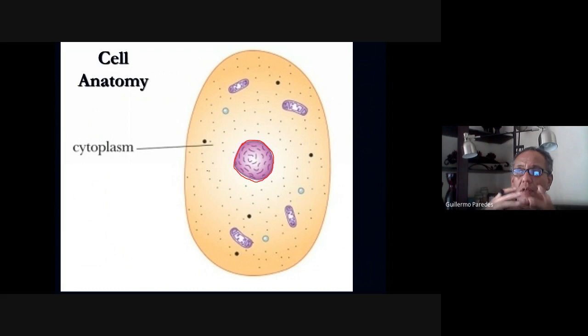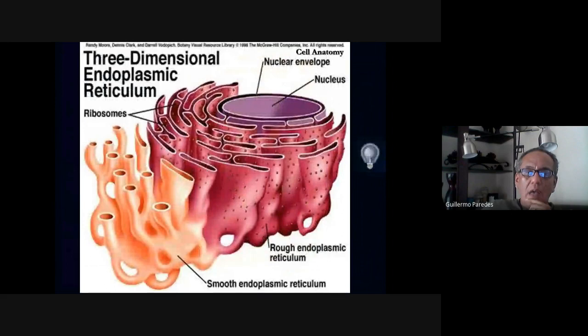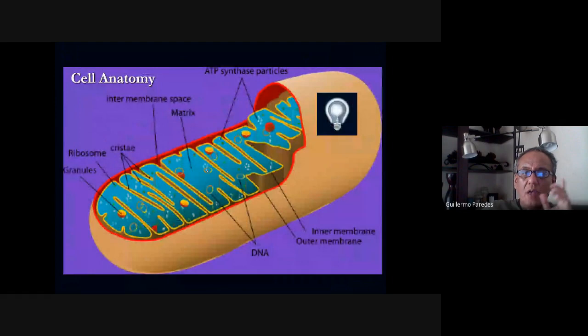It's like you have a balloon in front of you, touch it. What you touch, that is the cell membrane. Inside the balloon is not air, it's going to be the DNA and the nucleus. All right, so here we have the endoplasmic reticulum. We are going to see that in a few moments, the ribosomes, the mitochondria. The mitochondria, so please, this is huge, okay? The mitochondria.